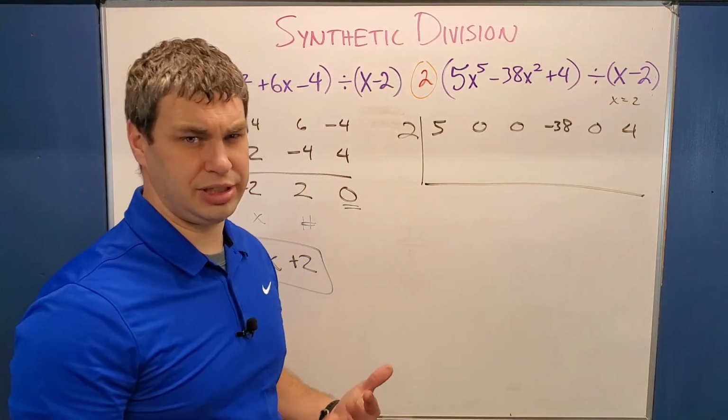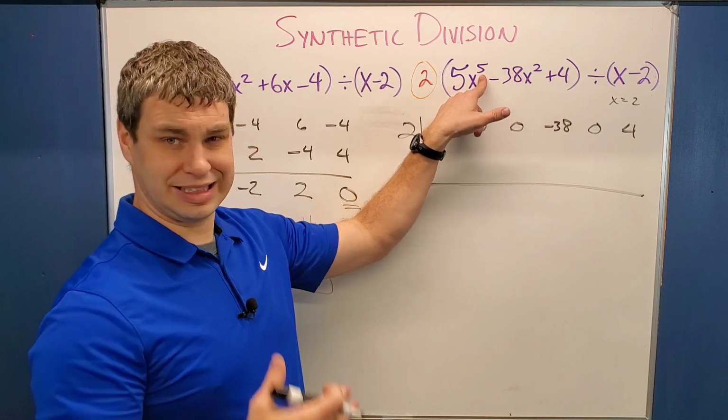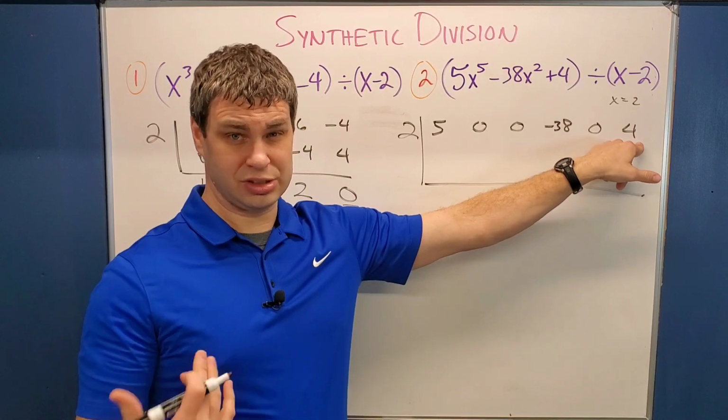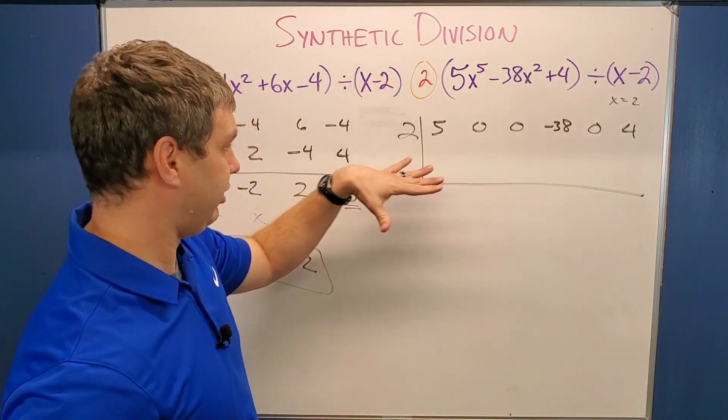So if you kind of just double check, I always like to start with what my biggest exponent is and count down to 0. So 5, 4, 3, 2, 1, and 0. So I know that I have them all. All right, let's do the math here.